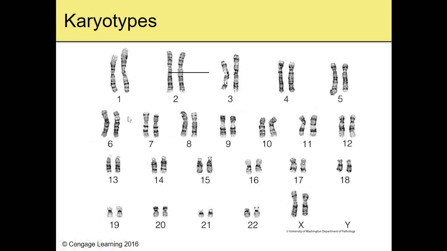Chromosome number 1, for example, might have genes for height or weight. So chromosome number 1 from mom is going to have height and weight genes on it. Chromosome number 1 from dad is also going to have height and weight genes on it. Chromosome number 2 might have genes for eye color. So chromosome number 2 from mom is going to have eye color genes, and chromosome number 2 from dad is also going to have eye color genes. That's what I mean when I say these chromosomes are homologous. They have the same genes on them.